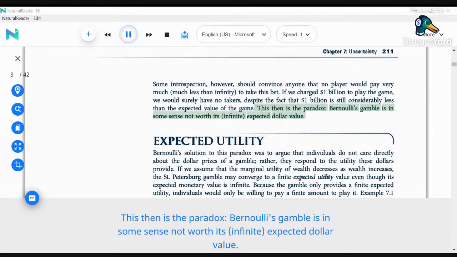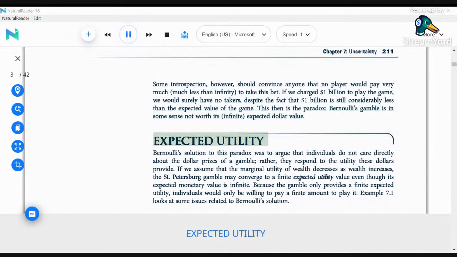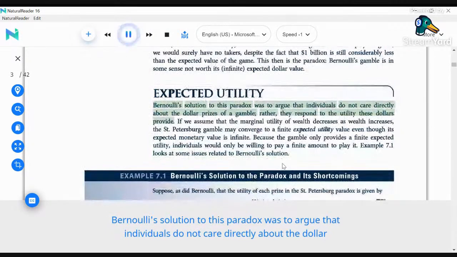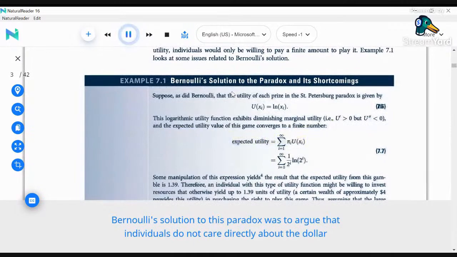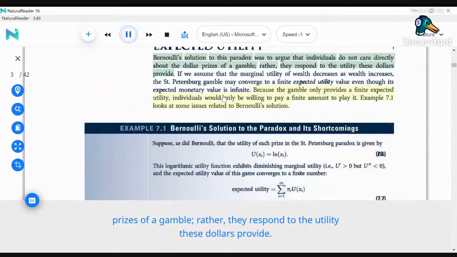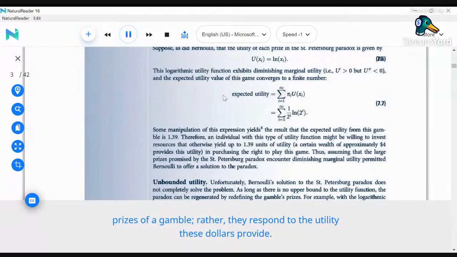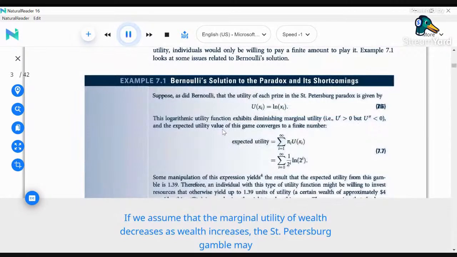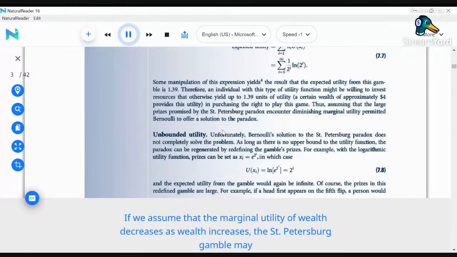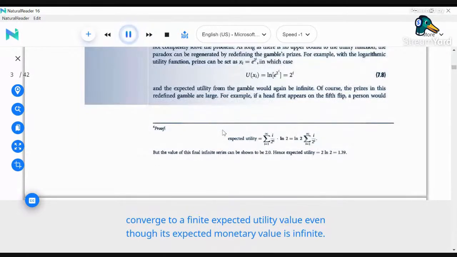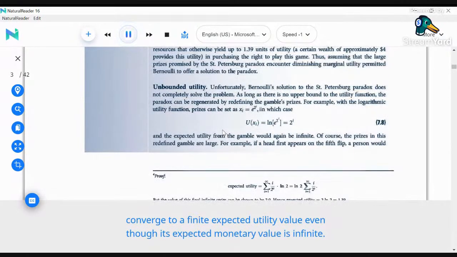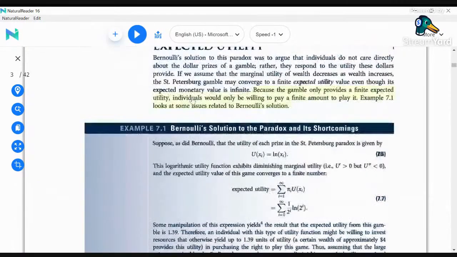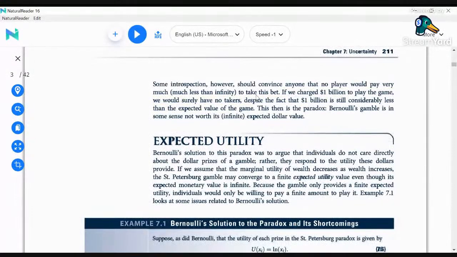Bernoulli's gamble is in some sense not worth its infinite expected dollar value. Expected utility. Bernoulli's solution to this paradox was to argue that individuals do not care directly about the dollar prizes of a gamble, rather, they respond to the utility these dollars provide. If we assume that the marginal utility of wealth decreases as wealth increases, the St. Petersburg gamble may converge to a finite expected utility value even though its expected monetary value is infinite. Oke ya, kita lihat di sini.